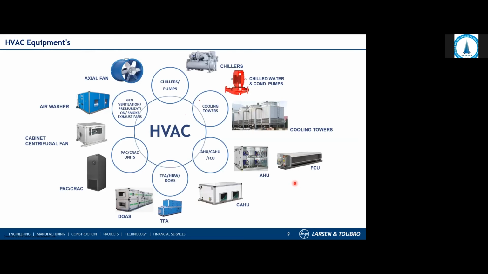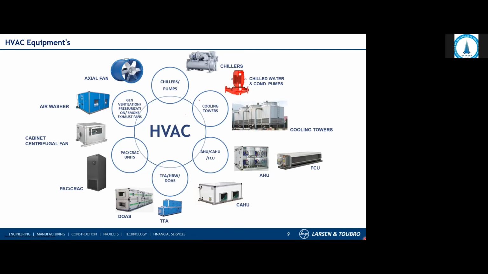These are the various types of equipment available for HVAC systems to propose, depending on the application and requirement, whether air-cooled chillers, water-cooled chillers, or DX systems. Then there are air handling units: floor-mounted air handling units, fan coil units, smaller scale fan coil units, ceiling suspended units, fresh air handling units, precision air conditioners, cabinet type centrifugal fans, air washers for ventilation systems, and axial fans for ventilation systems.